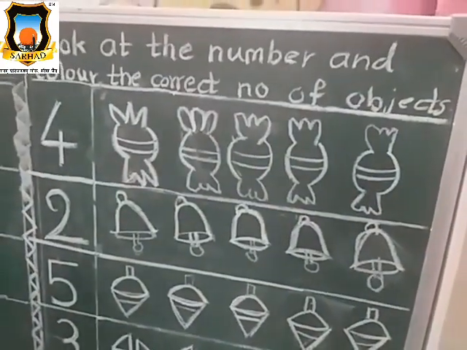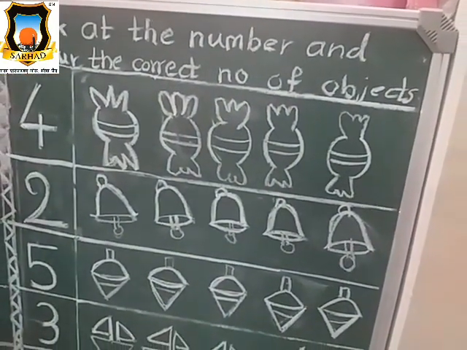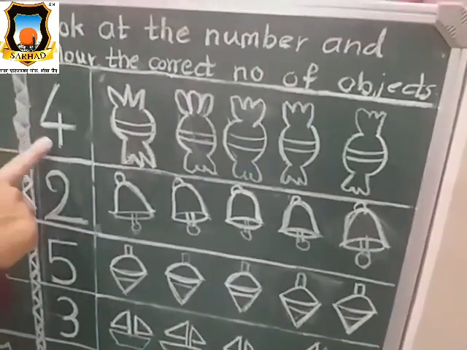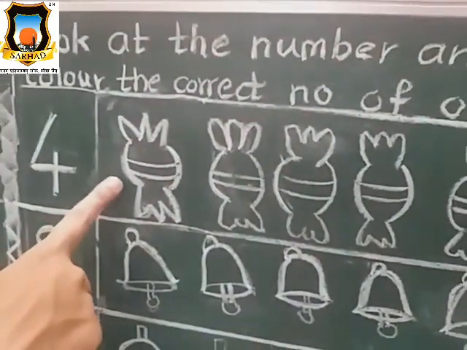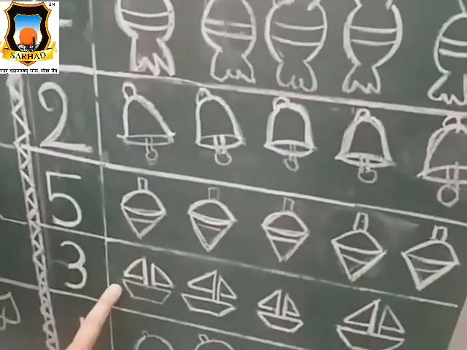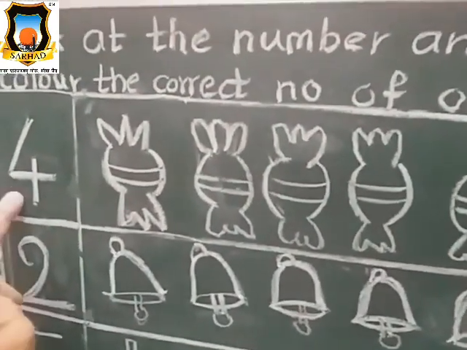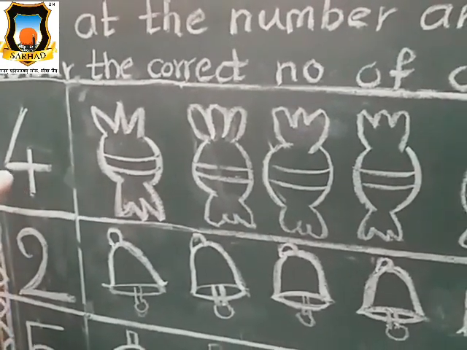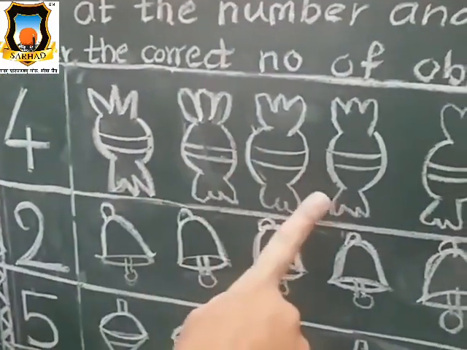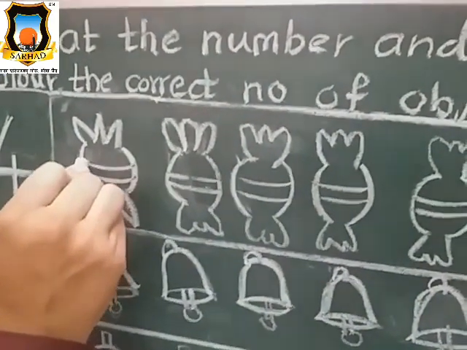So children, our next concept is look at the number and color the correct number of objects. We have to look at this number and color that many objects. So here are different pictures. These are toffees. These are all bells. These are tops. These are all ships and these are mangoes. So first we have to read this number loudly. Which number is this? This number is 4. So I am going to color only 4 chocolates, 4 toffees. Okay. So I am going to color first toffee.